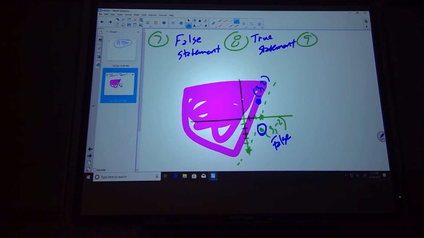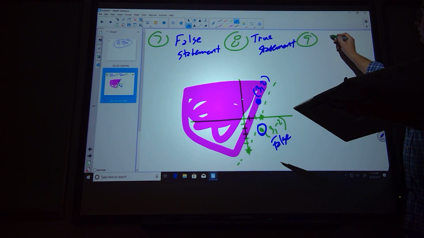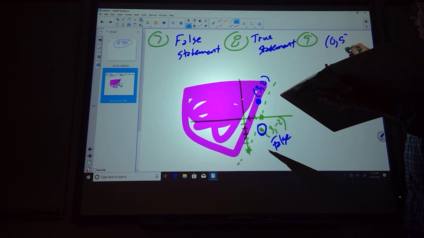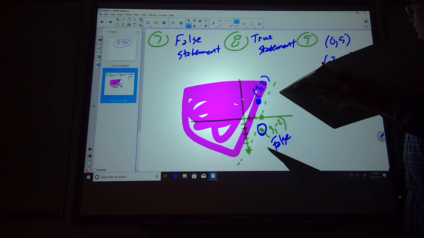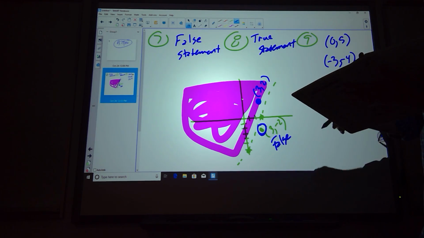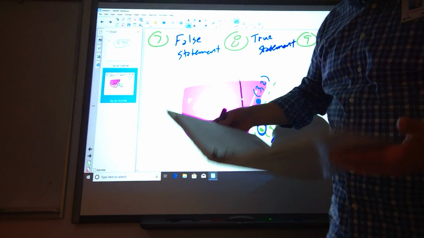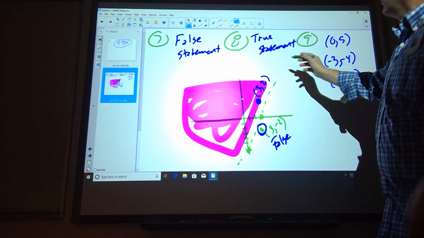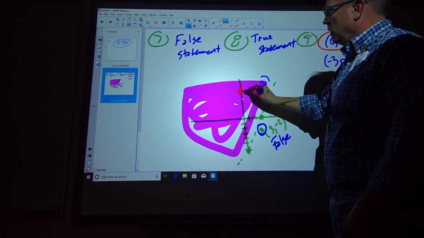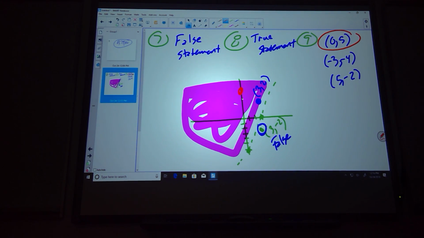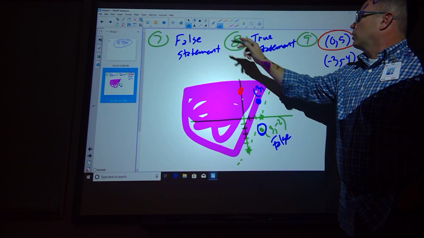And then number 9, which points, okay, so hang on, let me write these. 1, 0, 5, 3, -4, 5, -2. Which ones are true points that would work for us? Okay, so let's pick this one first. 0, 5. Is that one going to work? Yes, that gives me true. And then let's pick a different color. Go purple.